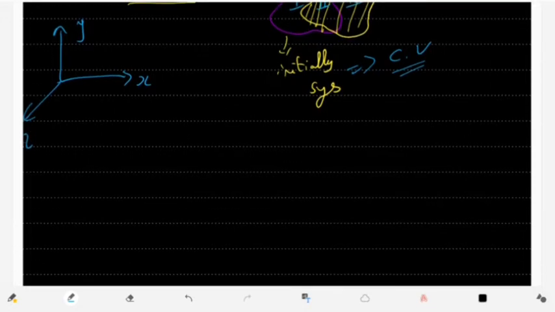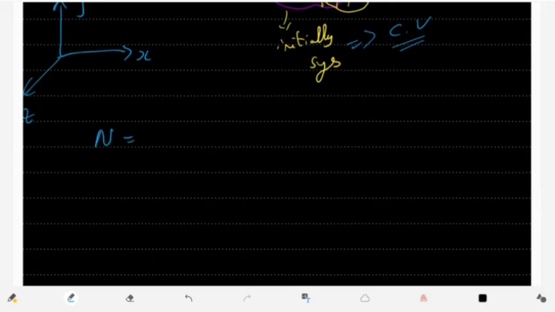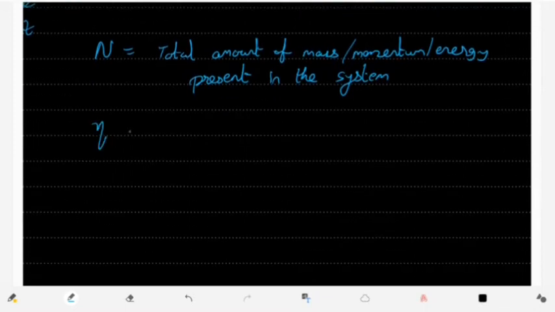Before proving the Reynolds Transport Theorem, we should know what is N. Capital N is nothing but the total amount of mass or momentum or energy present in the system we considered. And we should also know the term eta, where eta is the amount of an extensive property.